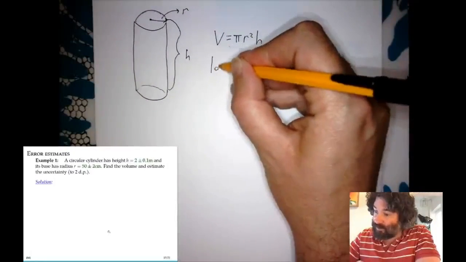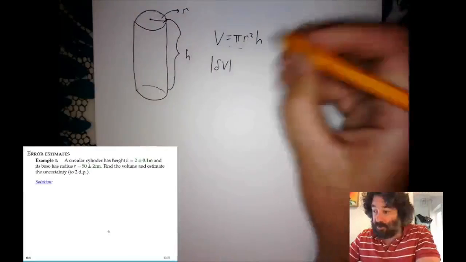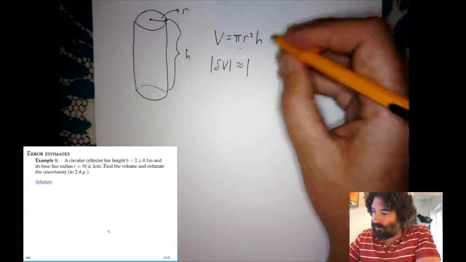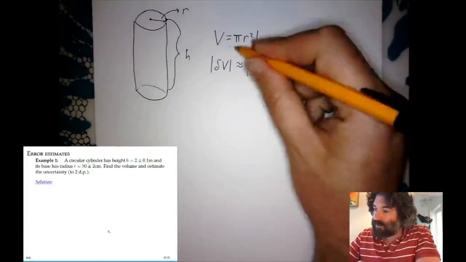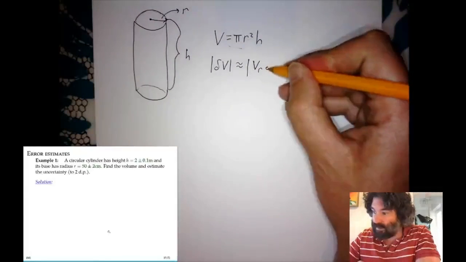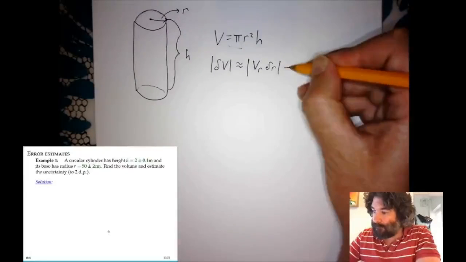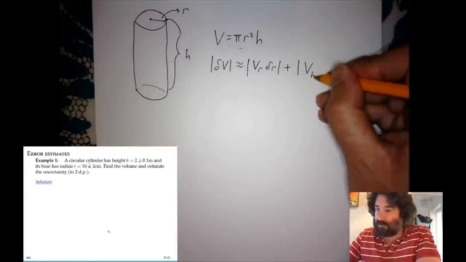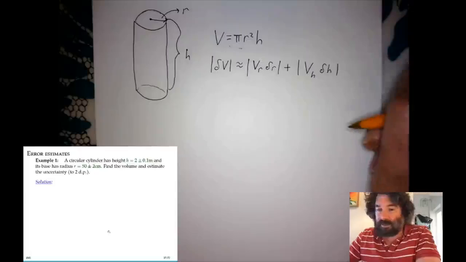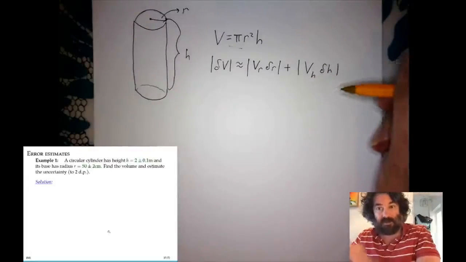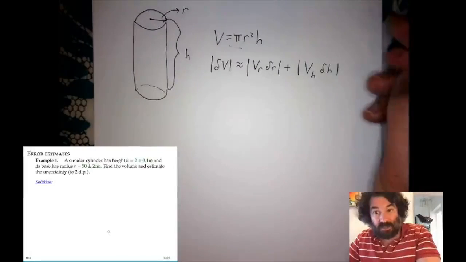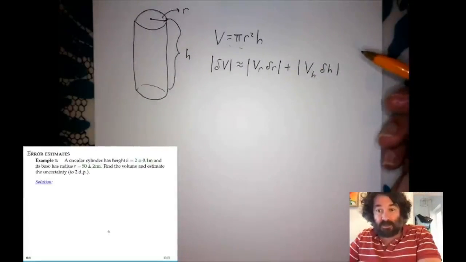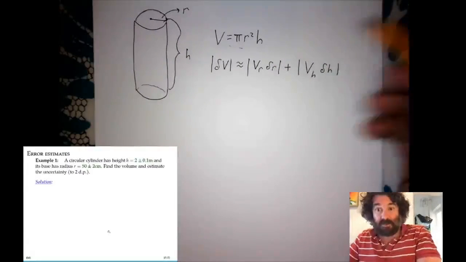So the error in the volume, delta v, would be the modulus of the derivative of this formula for the volume with respect to r times the error in r, plus the derivative of volume with respect to h times the error in h. And this is, of course, similar to when we estimated the change in the volume using the linear approximation, but we've got the absolute values or modulus here because we don't know the signs of the errors.